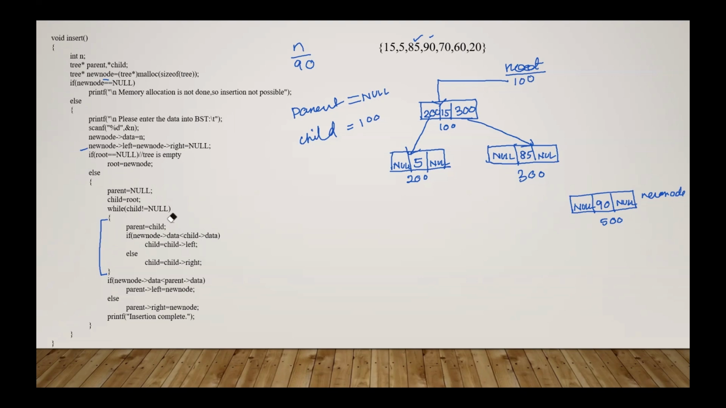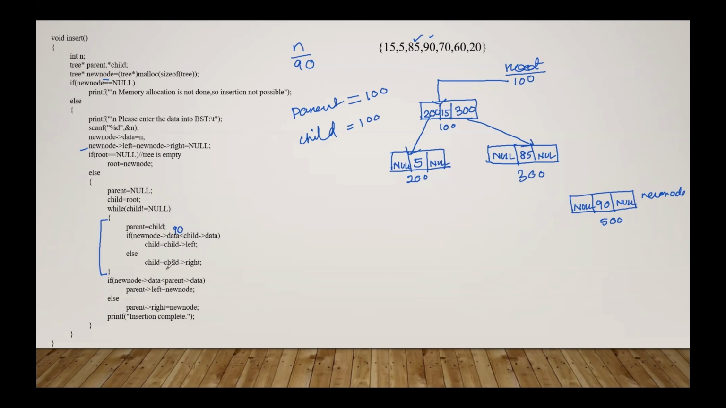While child is not equal to null. Yes, it is true because child is 100 right now. So parent equal to child. Now what is the parent value? Parent value is 100. If new node data, what is new node data? 90 is less than child data. What is child data? 15. If no, it is false.